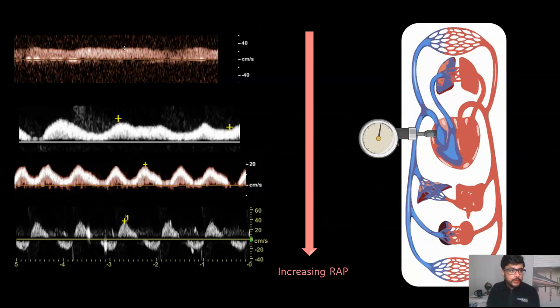And what happens to portal vein waveform with increased right atrial pressure? So normally it's more or less continuous, and with increased right atrial pressure, it becomes more and more pulsatile. And pulsatility you measure by going to one particular cardiac cycle, take the highest point and take the lowest point in a particular cardiac cycle.